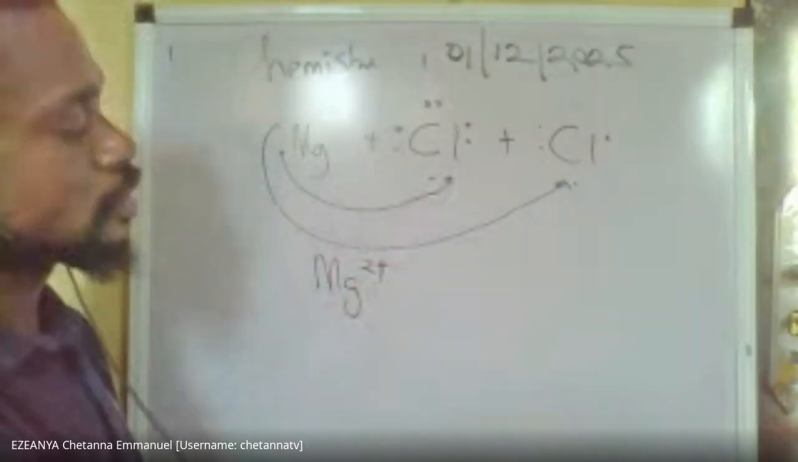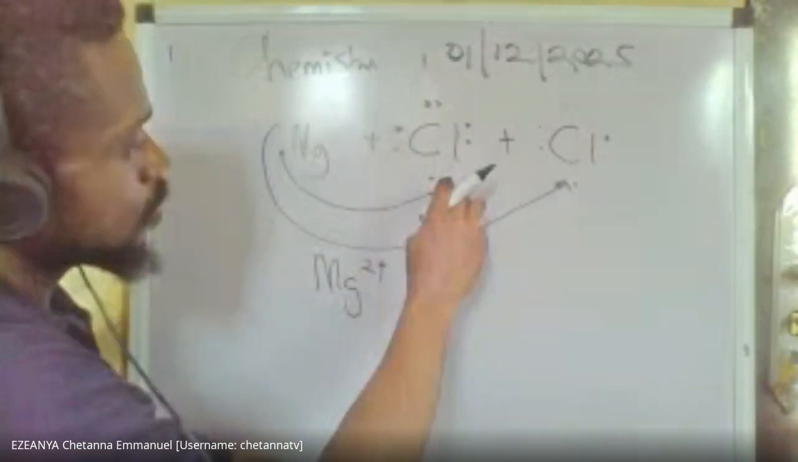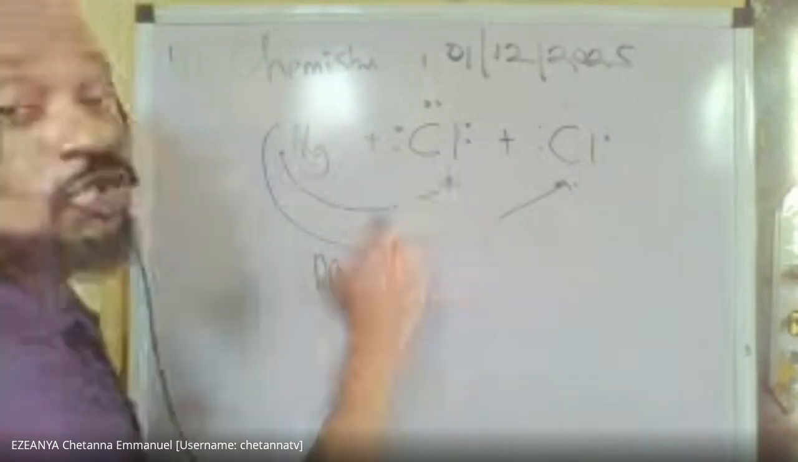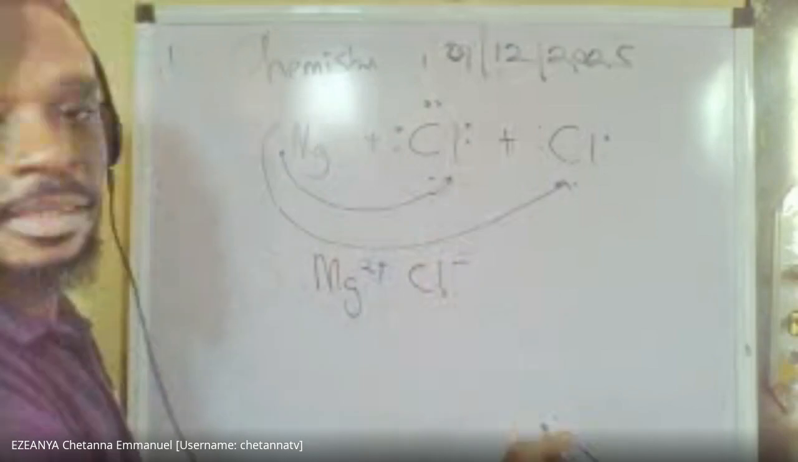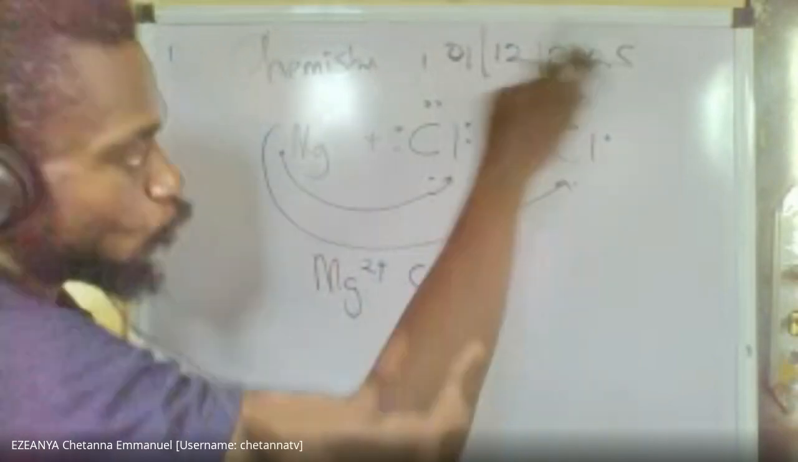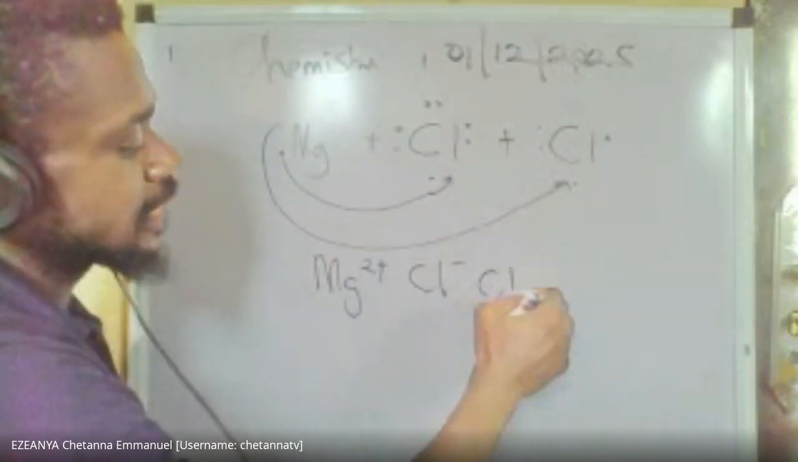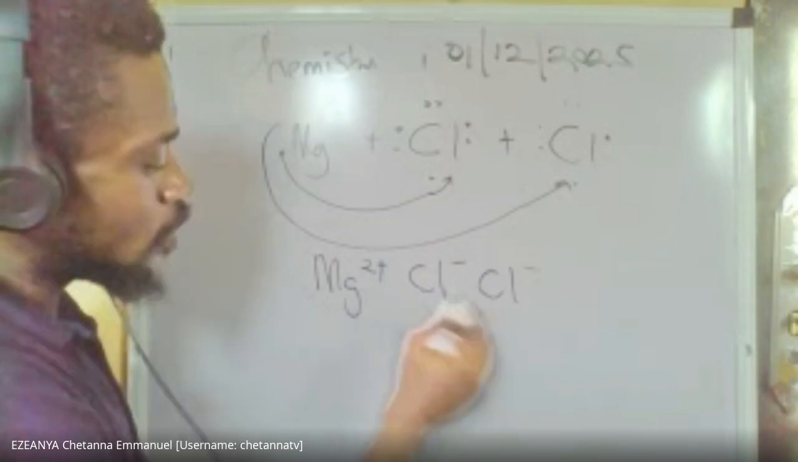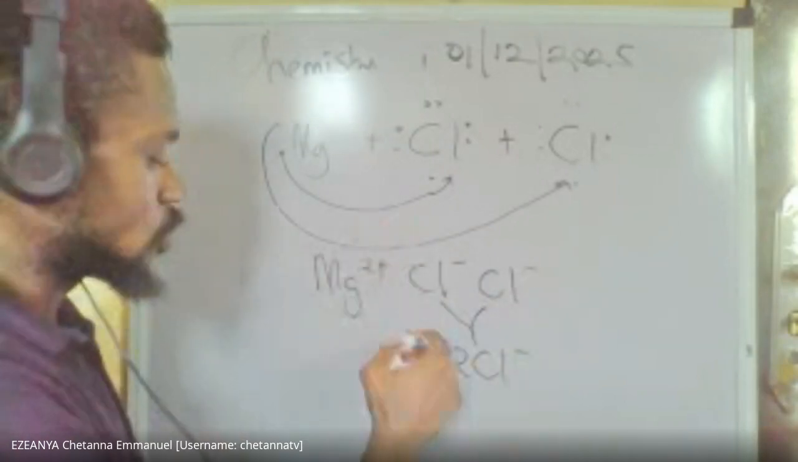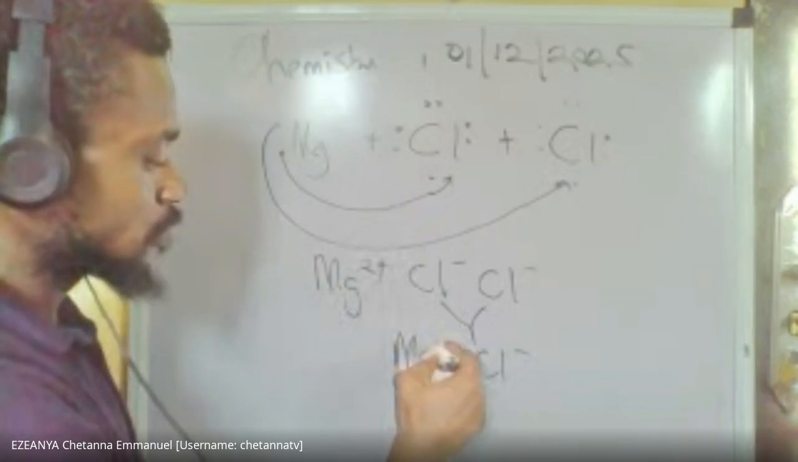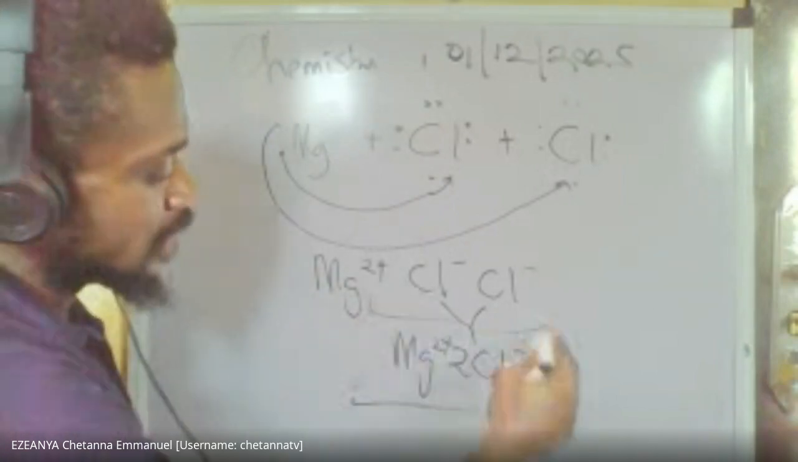Each chlorine that accepts one electron has one electron surplus. That's why it's like this. When these two are combined to become 2 chloride ions, this is the magnesium ion. So this is how it exists in water solution.